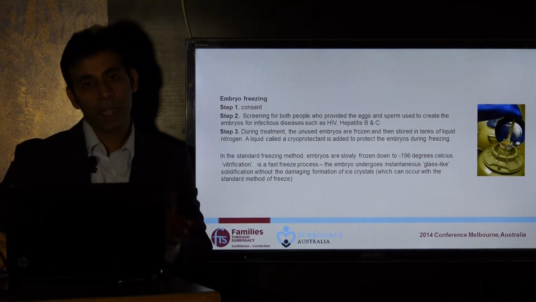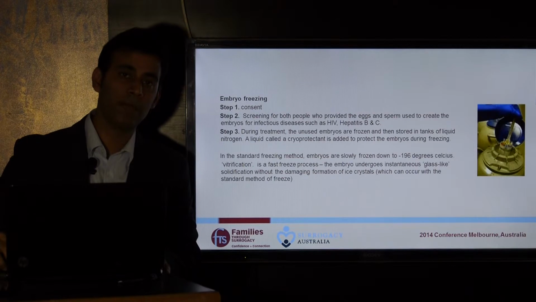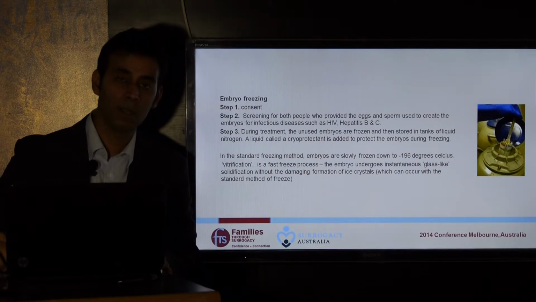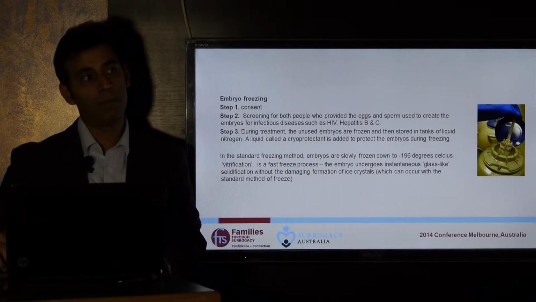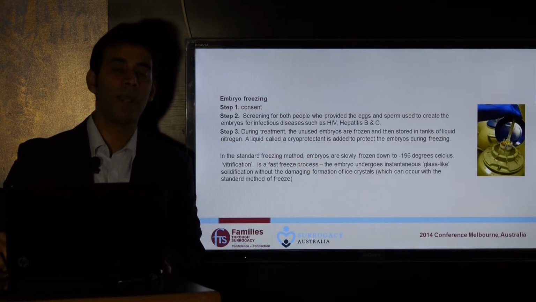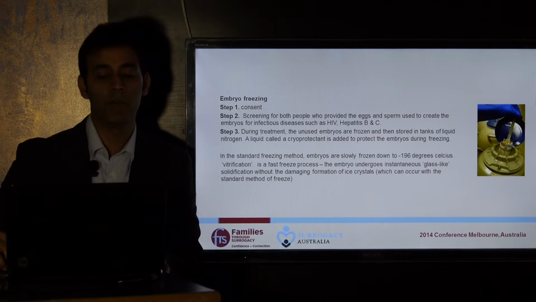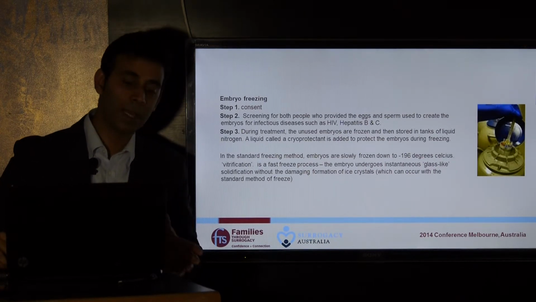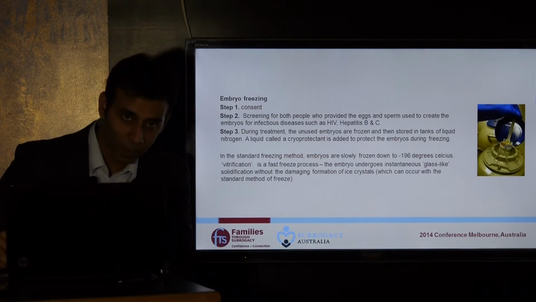The unused embryos can either be frozen with the standard freezing method or slow freezing method, or the fast freezing method, which is known as vitrification. Nowadays a lot of inclination is there to move away from the slow or the standard freezing and move to vitrification, because with vitrification the chances of survival are more.